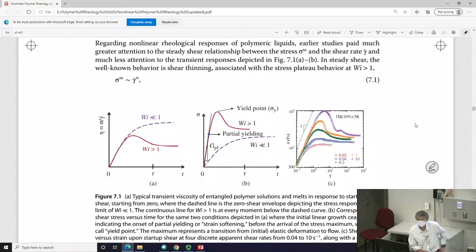And of course, this is famously known for 4 or 5 decades now, more like 6 decades, as overshoot. This overshoot, what does that mean? Well, you know how to handle it. This is clearly an indication of yield.